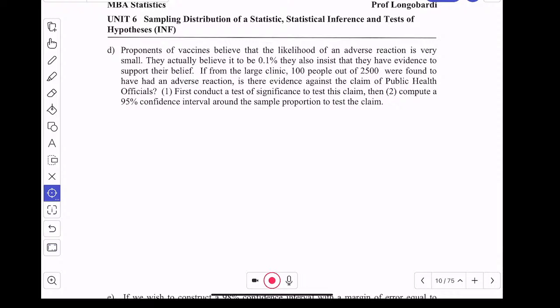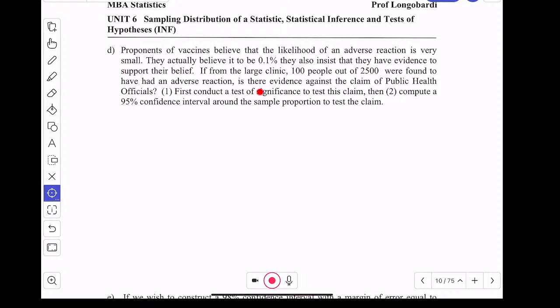All right, next part. Now we're going to do the hypothesis testing. Proponents of vaccines believe that the likelihood of an adverse reaction is very small. They actually believe it to be 0.1%. They also insist that they have evidence to support their belief. If from the large clinic 100 people out of 2,500 were found to have an adverse reaction, is there evidence against this claim of the public health officials?